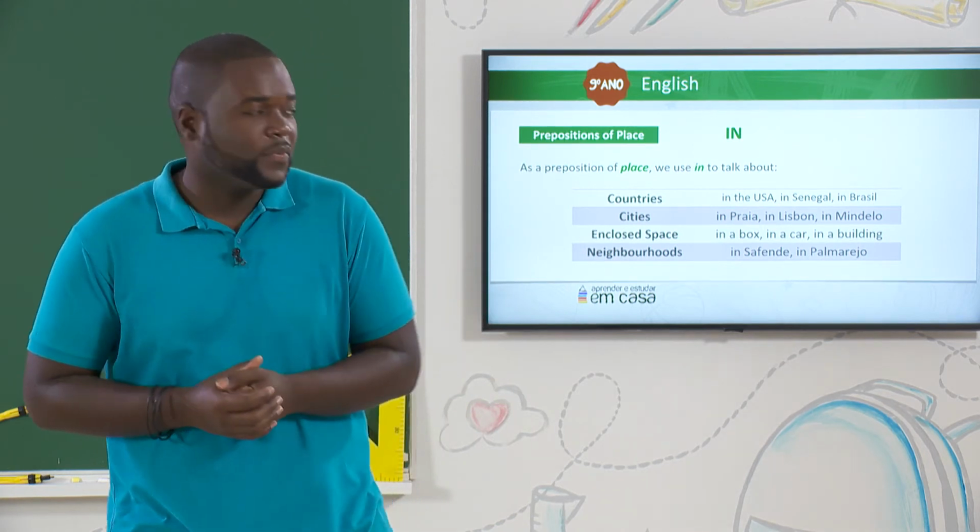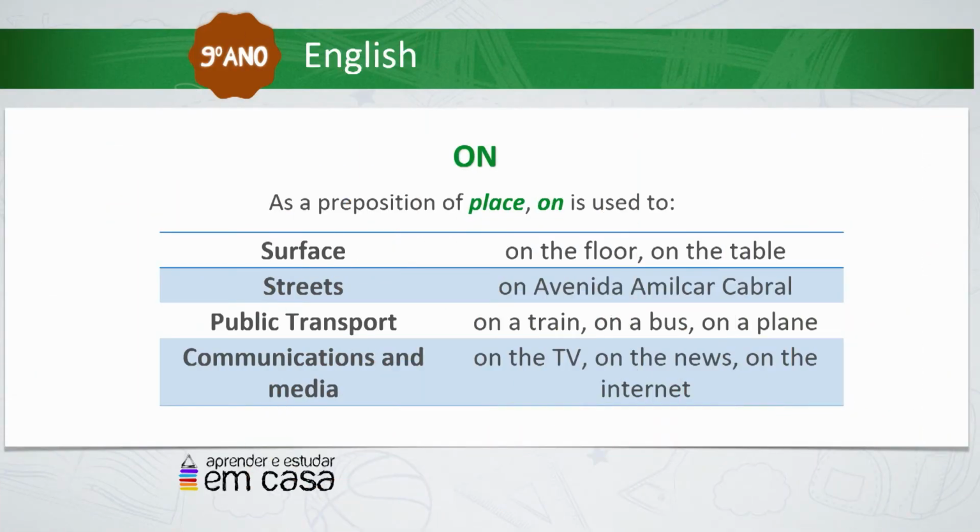Let's continue. Next is the preposition of place, on. On is used as a preposition of place when we talk about surfaces, for example, on the floor or on the table. When we talk about streets, as an example, we have on Avenida Amílcar Cabral. Also, when we talk about public transportation, for example, on a train, on a bus, or on a plane.